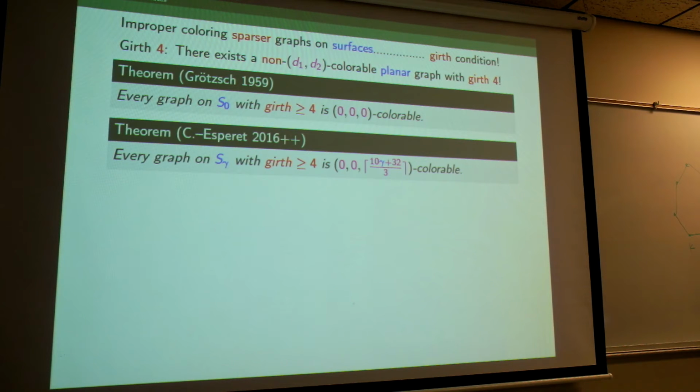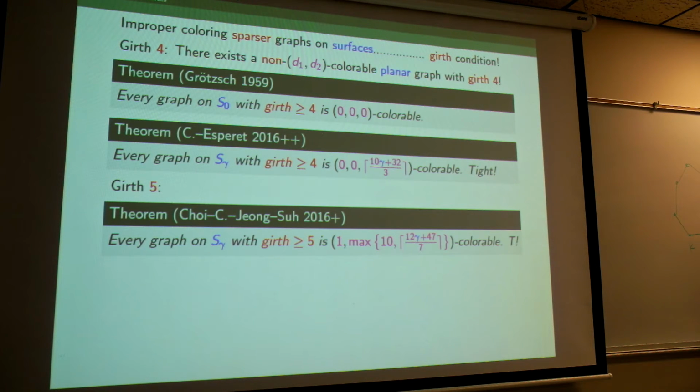So what do we do next? We do girth 5, and we show this is tight. So for girth 5, remember this result I had with the students at KAIST. We proved that you could do 1 comma something, and we know that this is tight. So you can't do any better. You can't decrease this 1 to 0, and you can't decrease this dependency on gamma to sublinear.